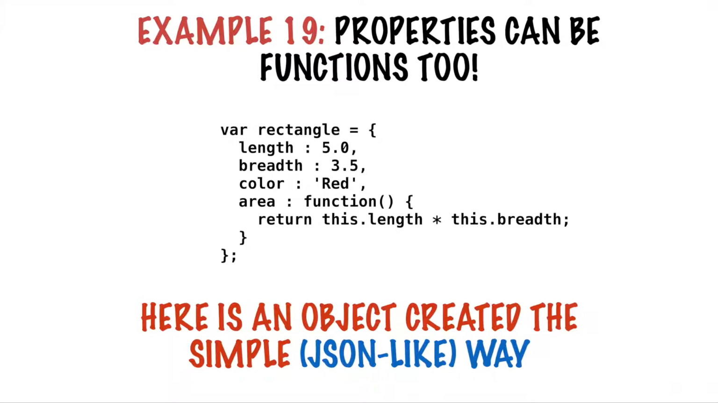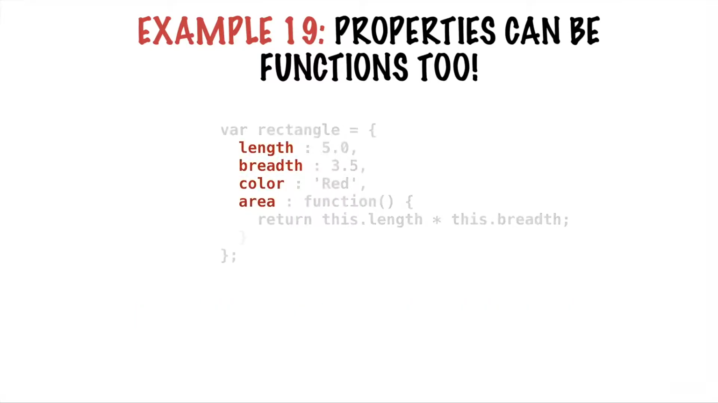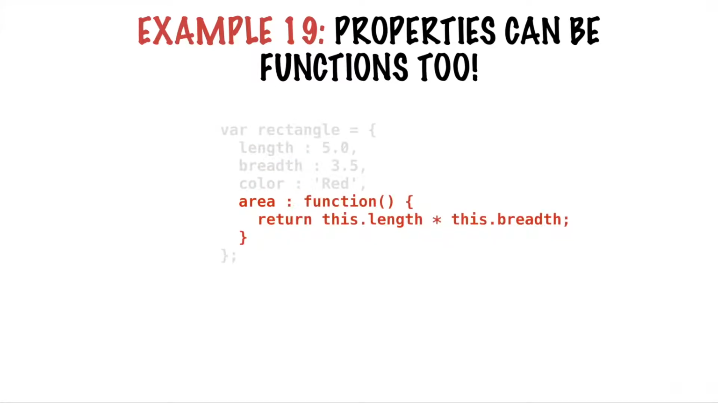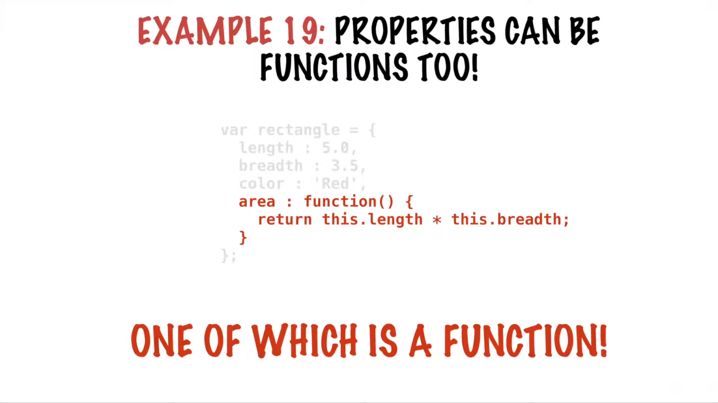This is an object created in the simple way, that is the JSON-like way. Take a close look at the properties of this object. There are 4 properties of this object: length, breadth, color, and area. 3 of those properties are ones we've seen before: length, breadth, and color, and they hold either numbers or strings as their values. What we are interested in this example is the area property, and notice that this is a function which returns the area of this rectangle.